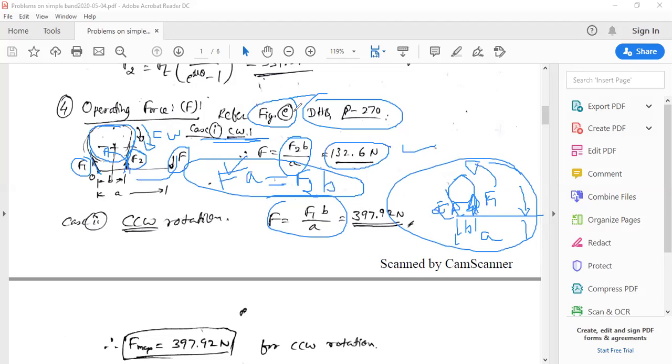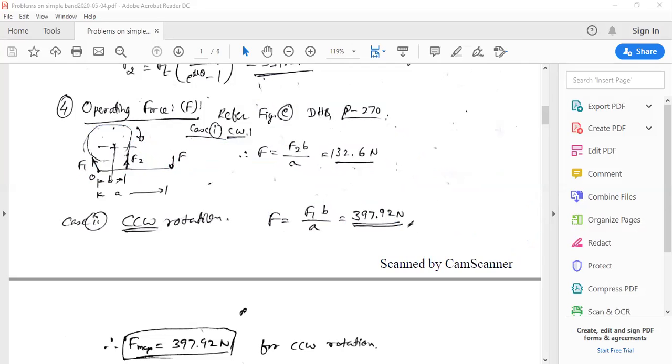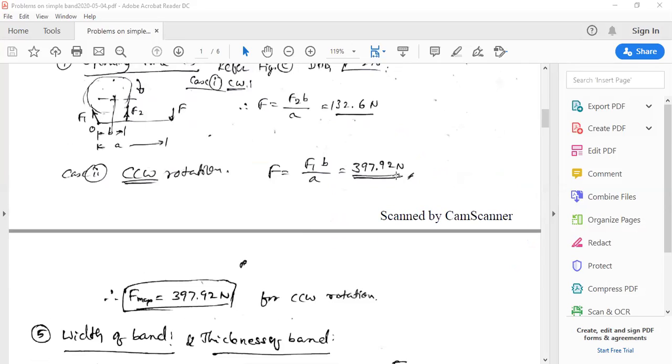13.17. That is with respect to figure E of page number 270, C and D equations. So you can get the value of F here, that is 397.292, in newtons. So once you get these two values, we have to identify the maximum operating force.